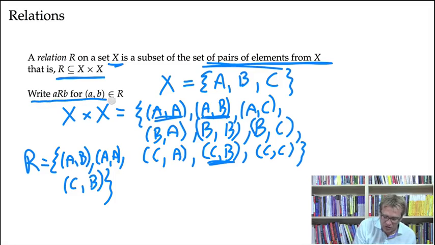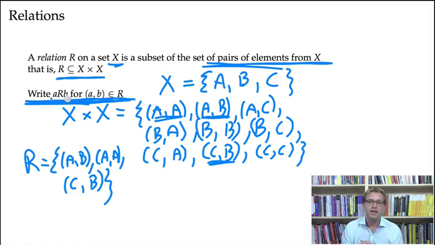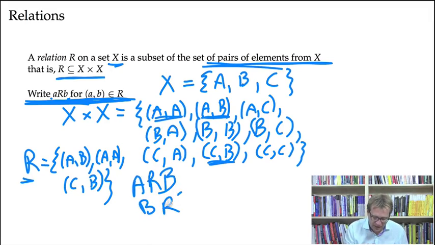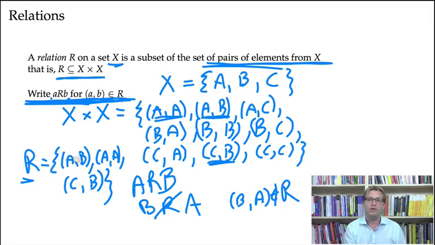An important piece of notation: we will write A is related to B just in case the pair AB is an element of the relation R. So for example, in this relation R here, we might write A is related to B, but B is not related to A. And why is that? Well, B is not related to A because the pair BA is not an element of R. It's not one of the pairs identified by this relation R. So that's the general definition of what a relation is.